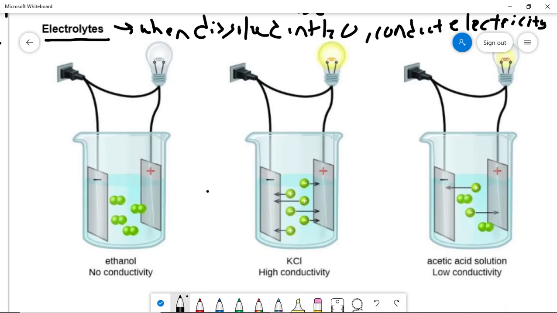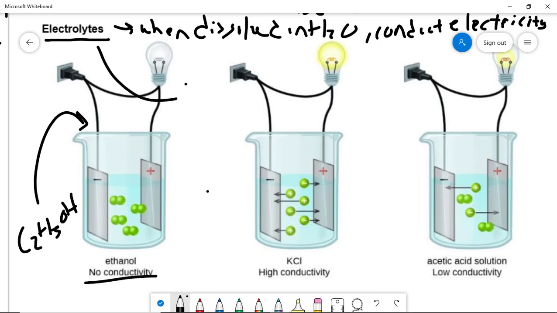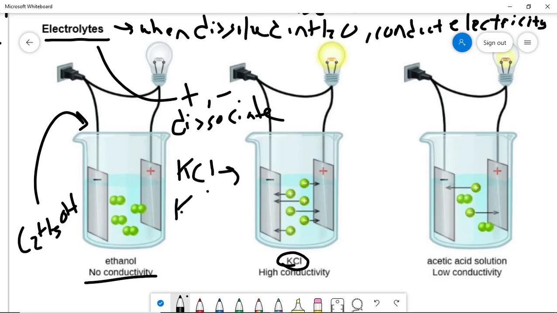So if we take something like ethanol and put it into water, there's no conductivity. It does not conduct electricity because it does not break into its ions. In order for electrolytes to work, we must have positive and negative charges. They have to dissociate, if you remember that word, into their ions. So when you put KCl in water, you remember it breaks down into K plus and Cl minus. We get ions from those, and if we get ions, we conduct electricity, which is high conductivity, and you get the light bulb that goes ding.